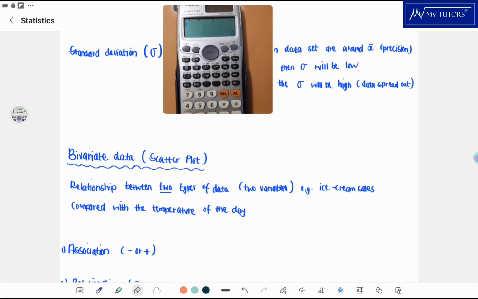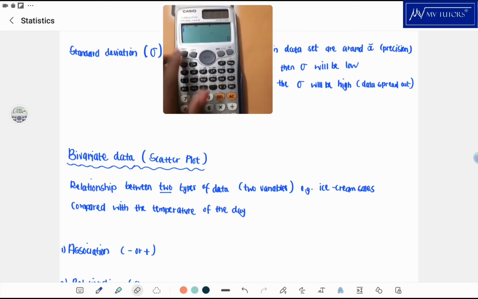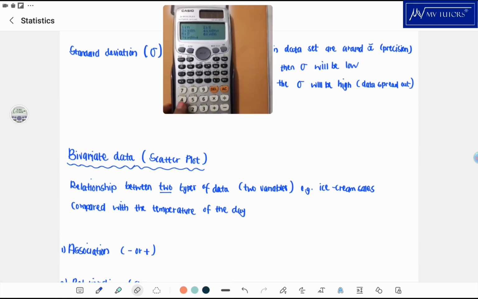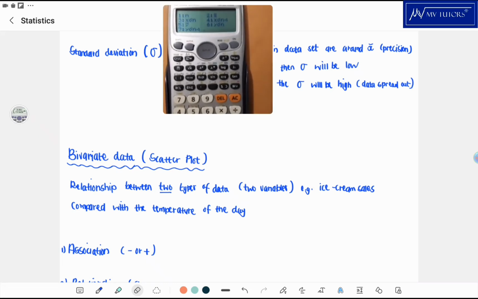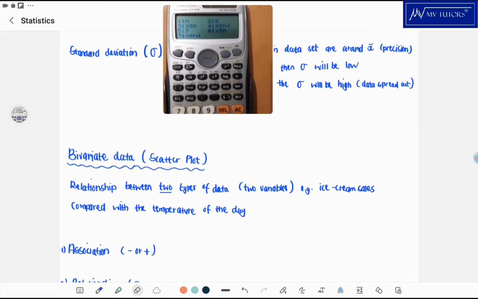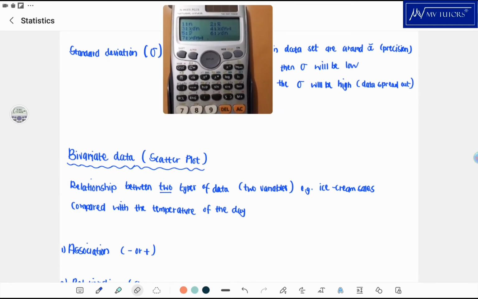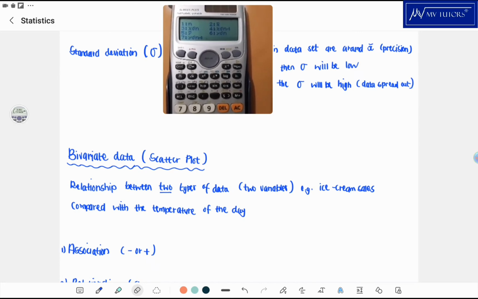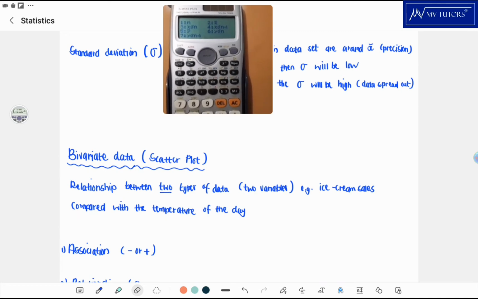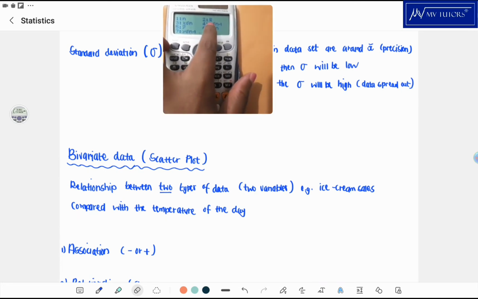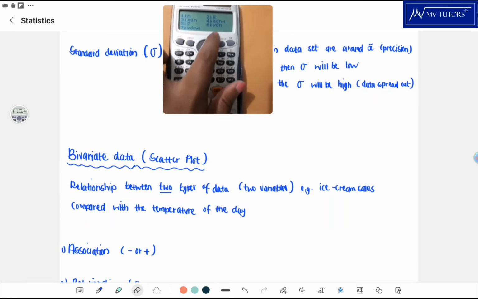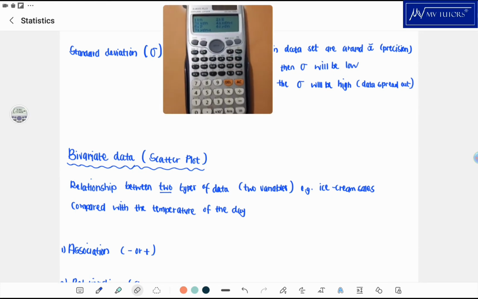Again, if I want to measure anything, I would go shift and then 1 for stat. Same thing, I would go to 4, and you can get for number 1 how many values are in the data set, and for 2 the mean. You can also get the standard deviation for both the x and the y, because you see the mean for your x-axis and the mean for your y-axis, as well as the standard deviation for your x-axis and the standard deviation for your y-axis. So it's quite useful.